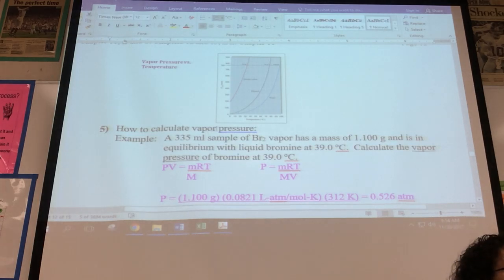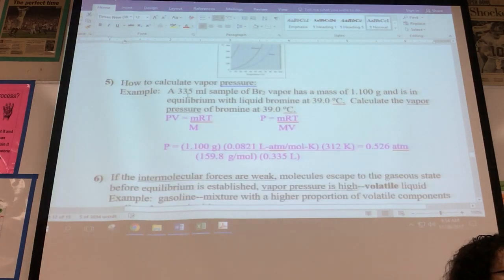So what you can do is calculate vapor pressure using PV equals nRT. You've got a 335 mL sample of bromine vapor with this mass. It's in equilibrium with liquid bromine at this temperature. Calculate the vapor pressure. Now in this particular instance, I didn't use PV equals nRT because the mass was given, and simply by dividing the mass by the molar mass, I could get moles. So here's the mass. Be careful in regard to the molar mass of bromine. It's diatomic, so it's about 2 times 80 or about 160.